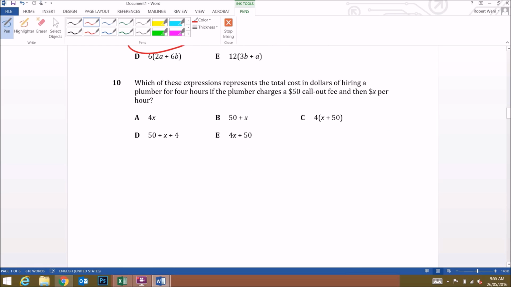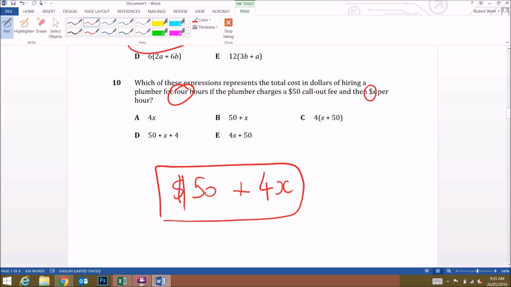Question 10, which of these expressions represents the total cost in dollars of hiring a plumber for 4 hours if the plumber charges a $50 call-out fee and then X dollars per hour? If someone's charging a $50 call-out fee, that means that you pay it once, just to get them to your house. Then it's going to cost you a further hourly rate, which is X dollars per hour. In this instance, they've hired them for 4 hours, so we're looking for an expression that is equivalent to that.